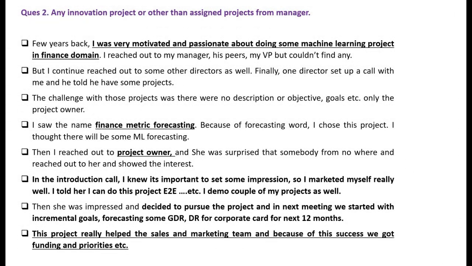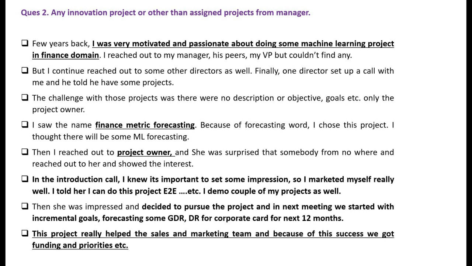The next question, again very common in the interview, is about any innovation project, other than the projects assigned by your manager. They basically want to see how motivated you are: are you an order taker, or are you also bringing new ideas to the table? So one of the things you can mention is that a few years back I was very charged up and very passionate about doing some new machine learning project.